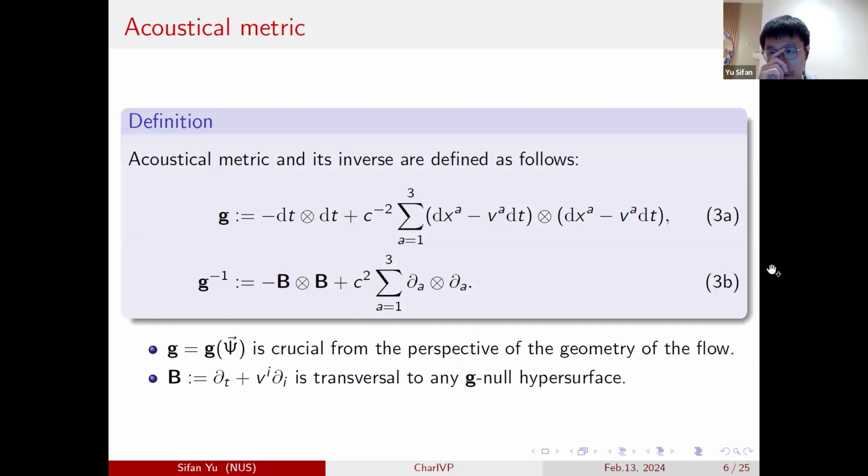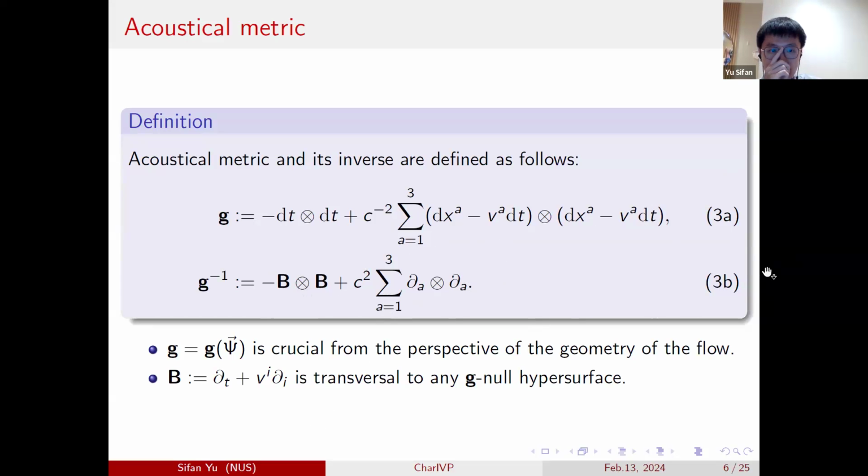So in order to tell you what the characteristics are, I need to introduce a very important concept, which is called the acoustical metric. First of all, g is a Lorentzian metric and depends on all three of the solutions. Basically, c, the speed of sound, depends on density and entropy, and you will also see that the metric depends on the velocity as well.